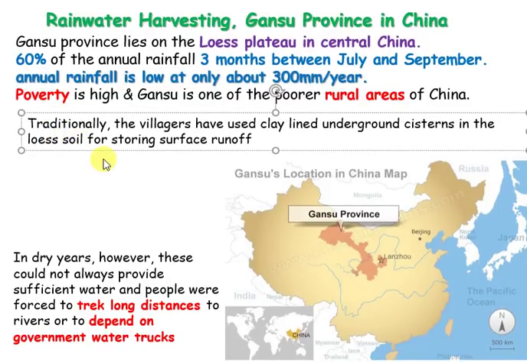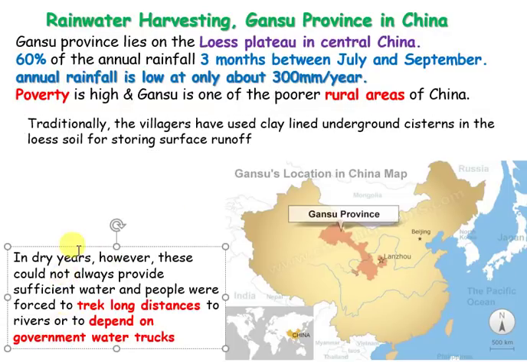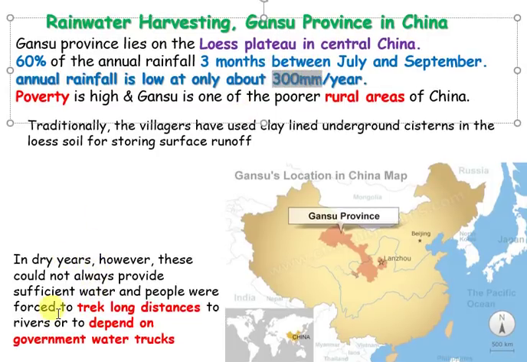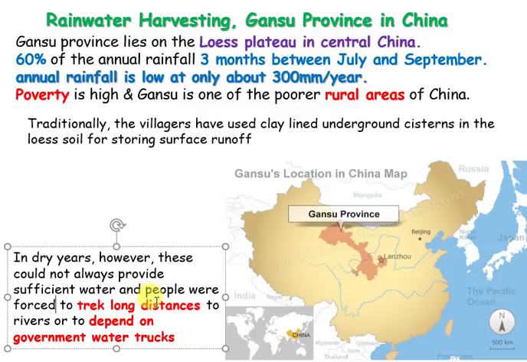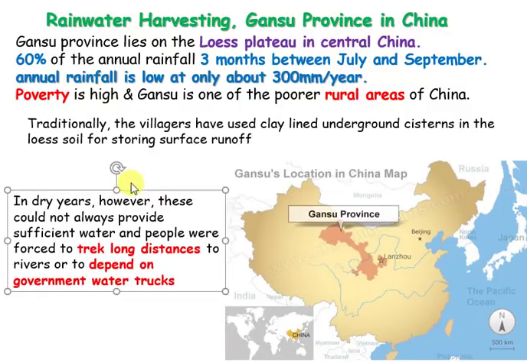Traditionally the villagers have used clay lined underground cisterns for storing surface runoff. Alright. But these weren't always successful, because in really dry years when they receive less rainfall than that, people having to walk long distances, go to rivers, depend on government water trucks, you know, so they've got a problem.